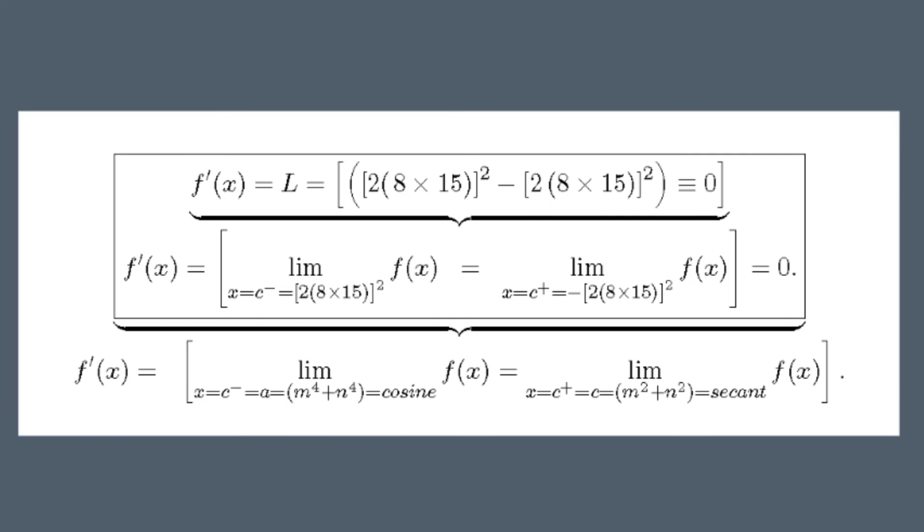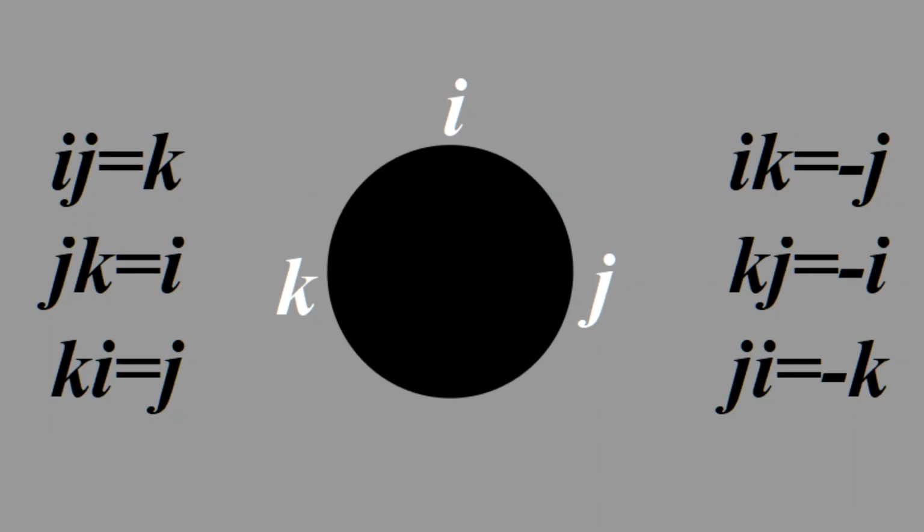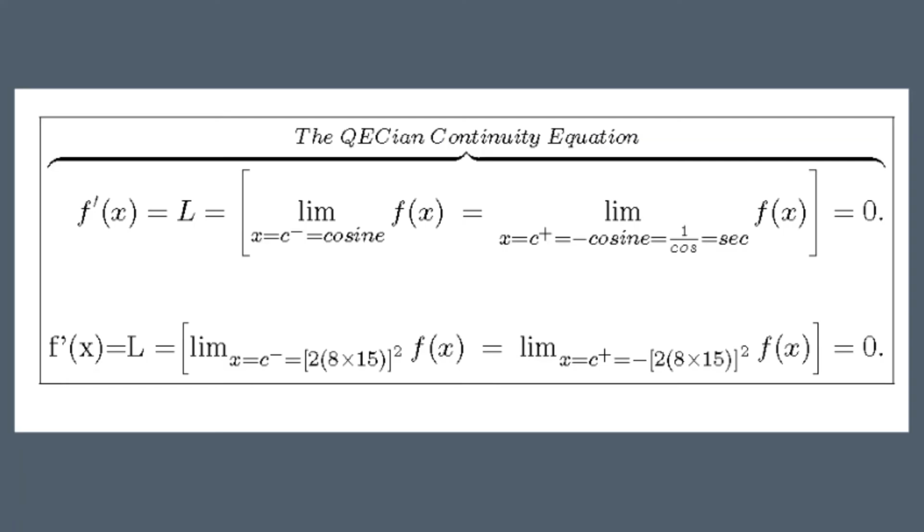Now up to this point, I have deliberately avoided rules number 3 and 4. Quaternions do not commute. ij does not equal ji. ij equals minus ji. Even though it was never mentioned in the previous videos, this is the true basis for replacing the conventional form of the continuity equation with the QEC version. The cosine going to the left does not and cannot behave like the cosine going to the right. They do not commute. And the reality of this non-commutativity fact is expressed in the following equation.